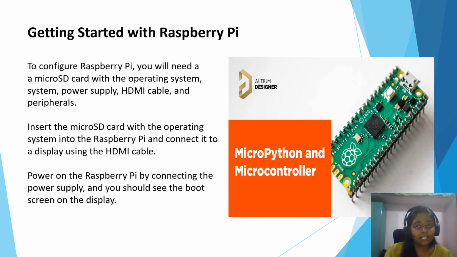So getting started with Raspberry Pi. To configure Raspberry Pi, you will need a micro SD card with operating system, power supply, HDMI cable, and peripherals. Insert the micro SD card with the operating system into the Raspberry Pi and connect it to a display using the HDMI cable. Power on the Raspberry Pi by connecting the power supply and you should see the boot screen on the display.